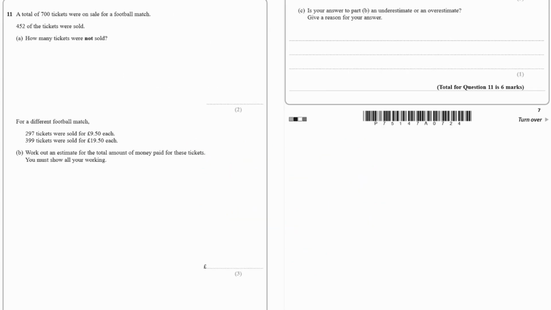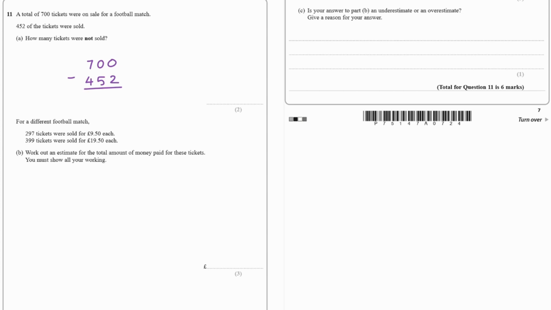Number 11. A total of 700 tickets were on sale for a football match. 452 of the tickets were sold. Part A, how many tickets were not sold? So to find out how many tickets were not sold, we can just do 700 take away the tickets that were sold, which is 452.